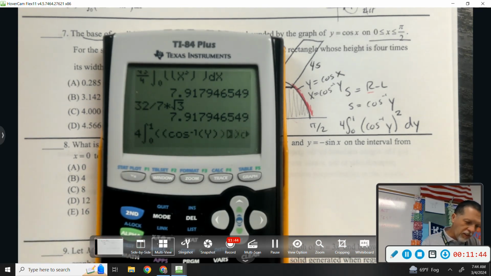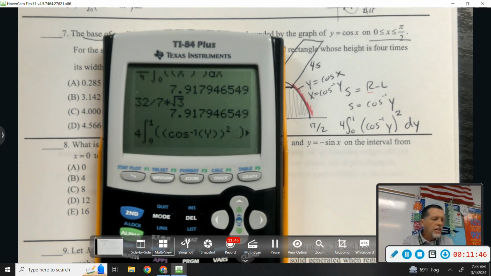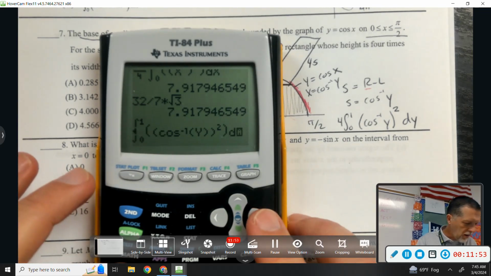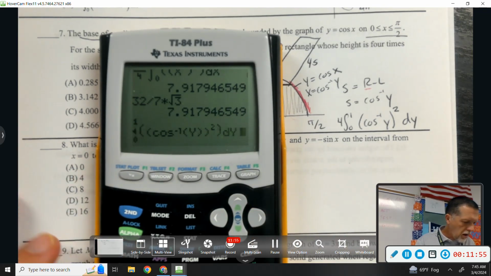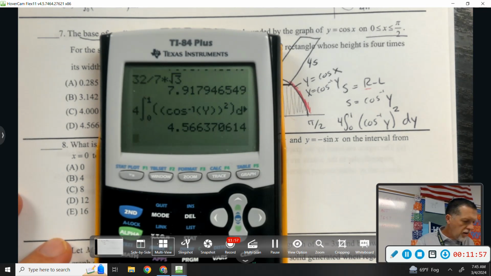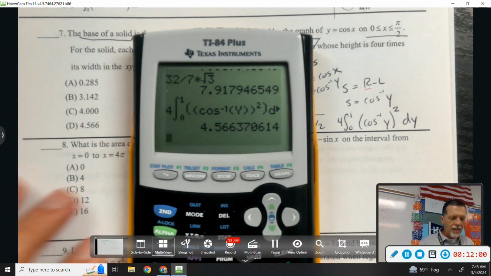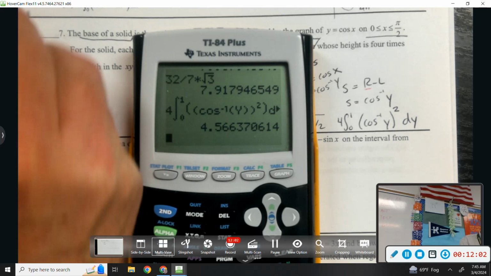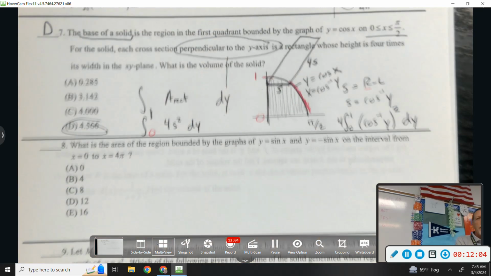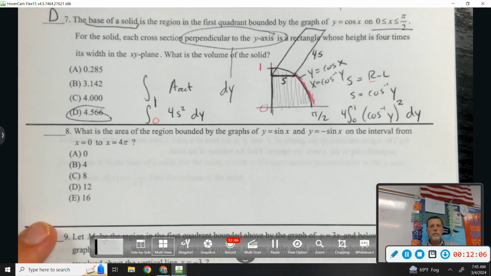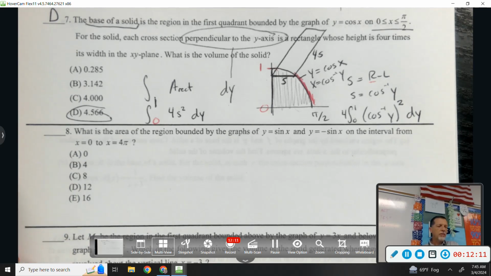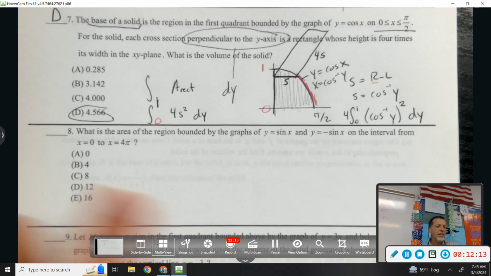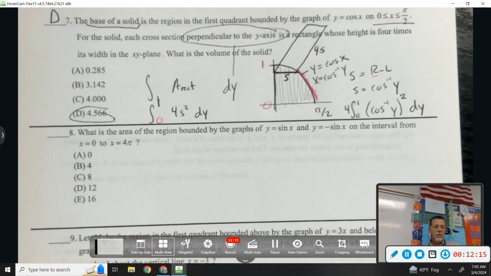Here's another parentheses issue to make sure we're squaring the inverse cosine, not squaring the y. So make sure that the parentheses is in the right spot. .566, and that is one of my answer choices, so yay for us. Yeah, that was kind of a yucky one, because all the dy ones are kind of yucky, and then the inverse cosine parentheses could have been an issue.